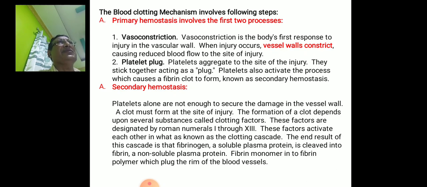Blood vessel walls constrict, causing reduced blood flow to the site of the injury. So, this is the first function, the vasoconstriction. Second is the platelet plug. What is a platelet plug?